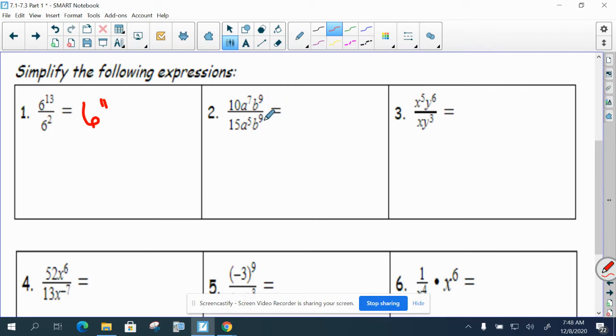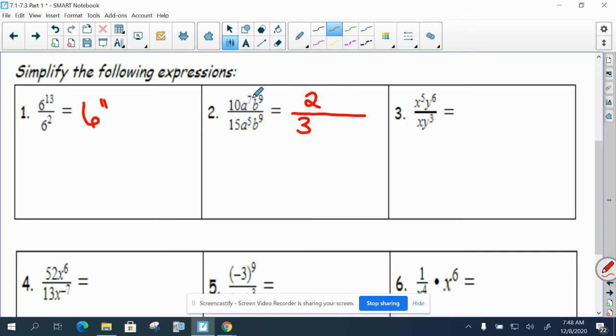Right, so here, 6 to the 13th over 6 to the 2nd would become 6 to the 11th. Now here, this one's tricky because 10 over 15 does not simplify with exponents. You just divide it like you normally would a fraction. So reduce 10 over 15 would be 2/3. And then we'll figure out what's left.